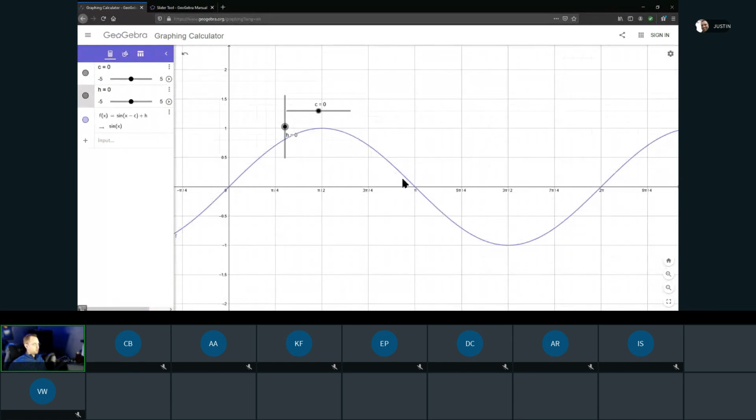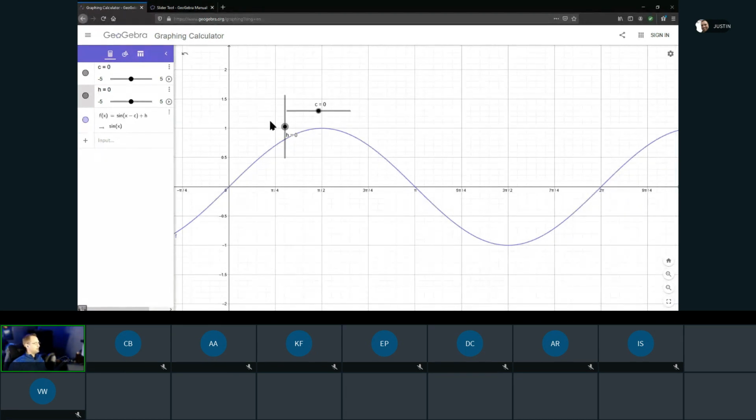Starting at 0, goes up to 1, goes back down. The midline crosses the x-axis at pi, and then it continues for the full rotation, stopping at 2 pi, and then we start over. So the period is 0 to 2 pi. All right, so let's go ahead and change the h value.